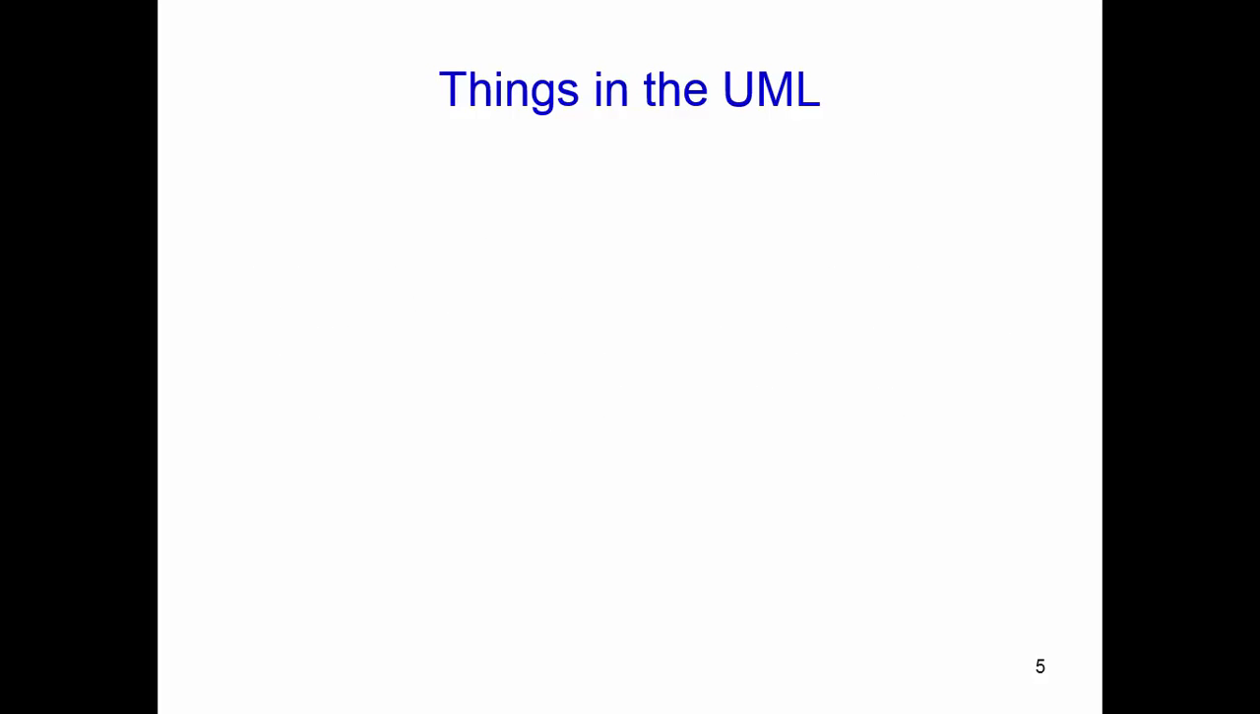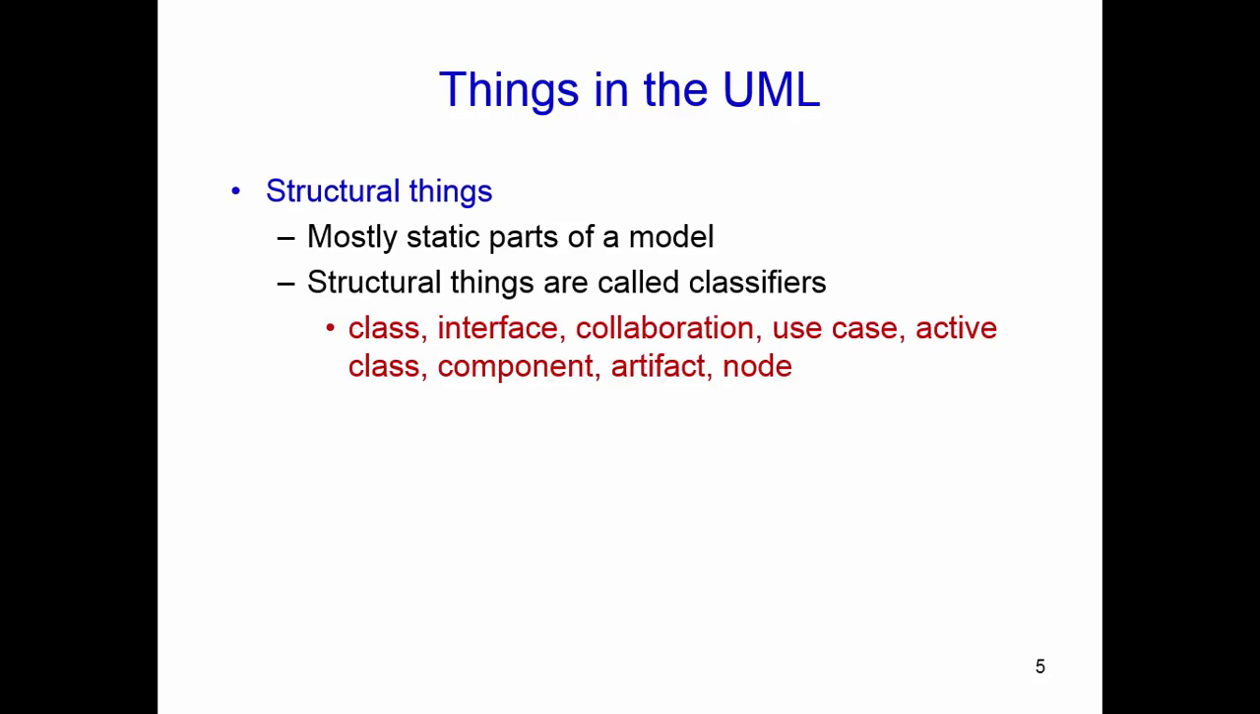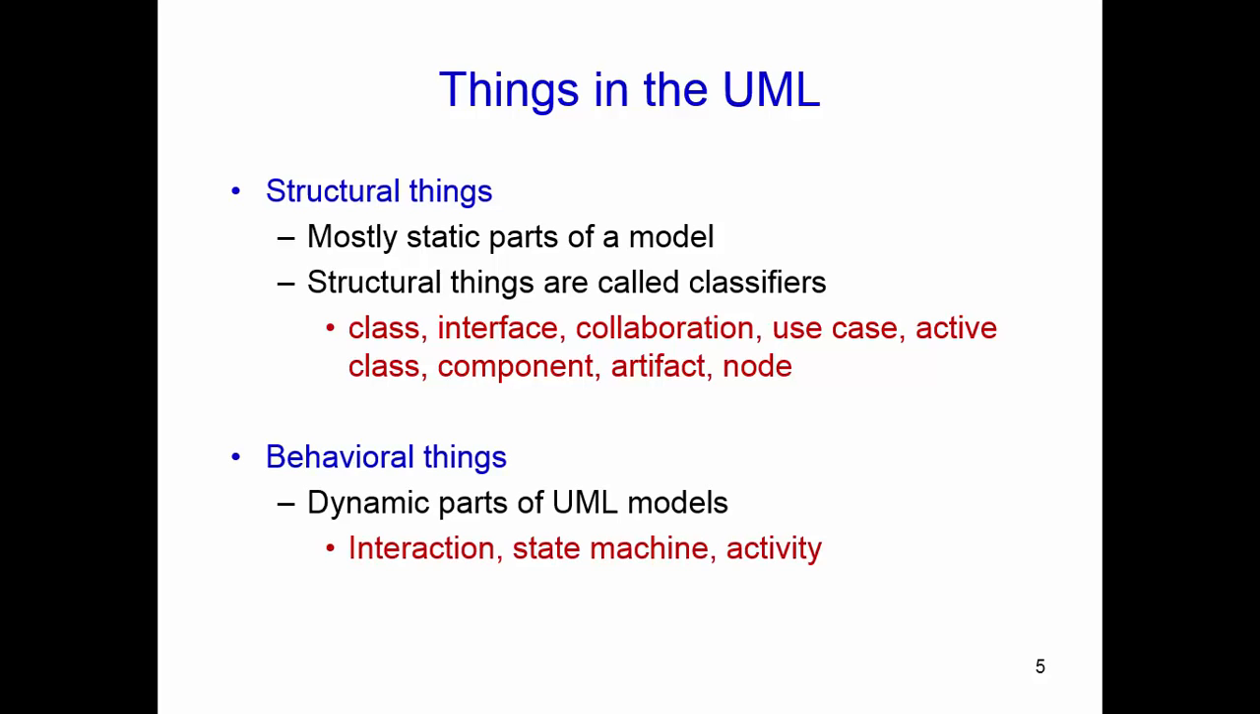And what are the things in the UML? Structural things. These are mostly static parts of a model. Structural things are called classifiers. Those could be classes, interfaces, collaborations, use cases, which we defined in our previous lecture, active classes, components, artifacts, nodes. We're going to discuss them today. And behavioral things, which are dynamic parts of UML models that show interactions, state machines, or activities that can happen in your system.